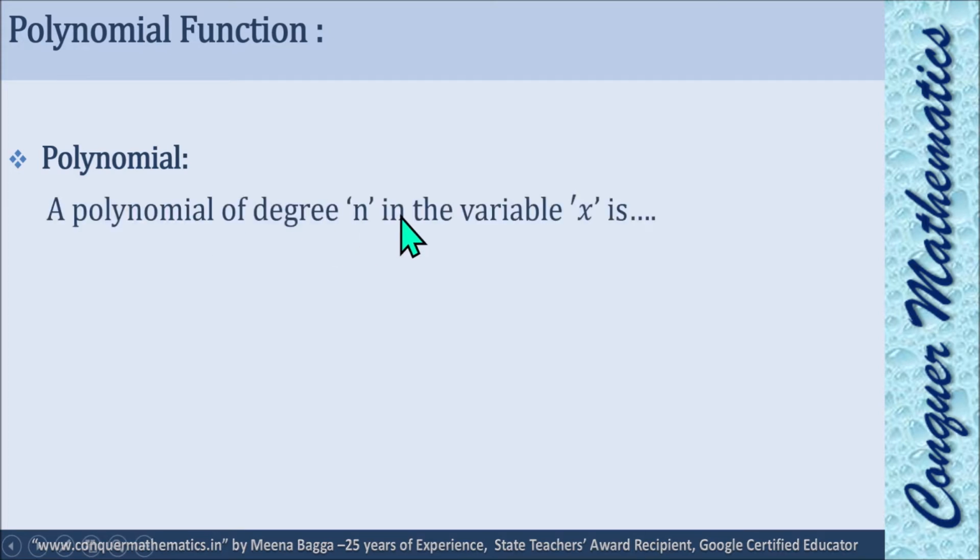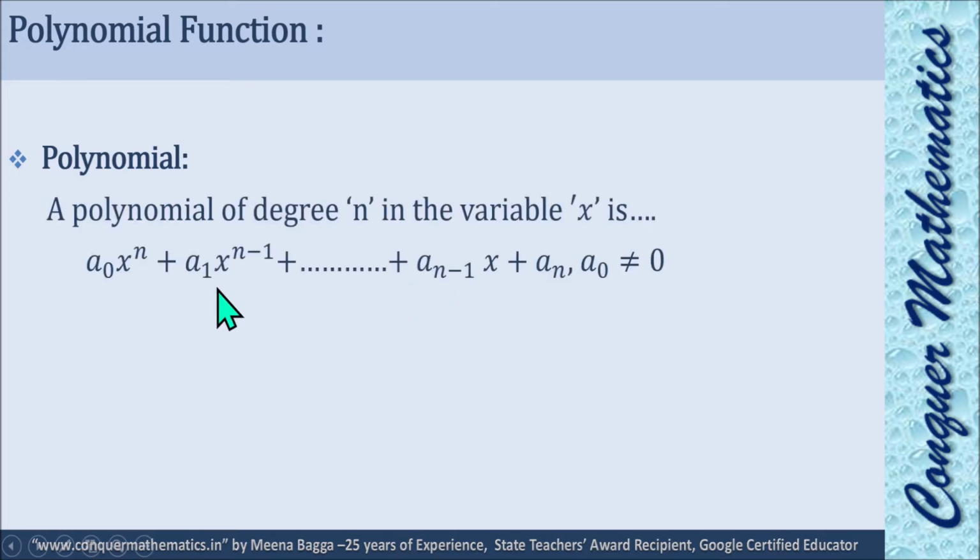A polynomial of degree n and in variable x is nothing but an expression of this type: constant times x power n plus constant times x power n minus 1, plus up to constant times x plus constant, where definitely if it is of degree n, then the coefficient of x power n should not be equal to 0. I hope you remember all this.